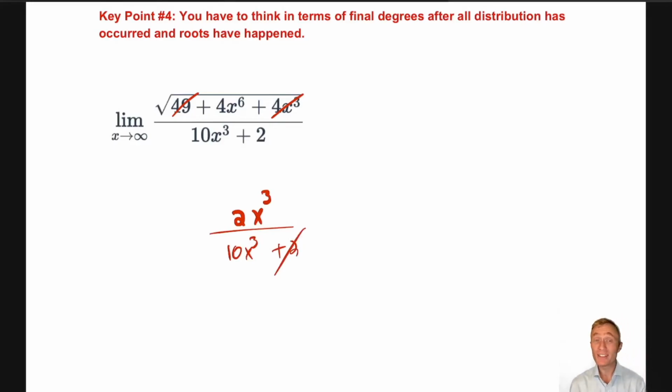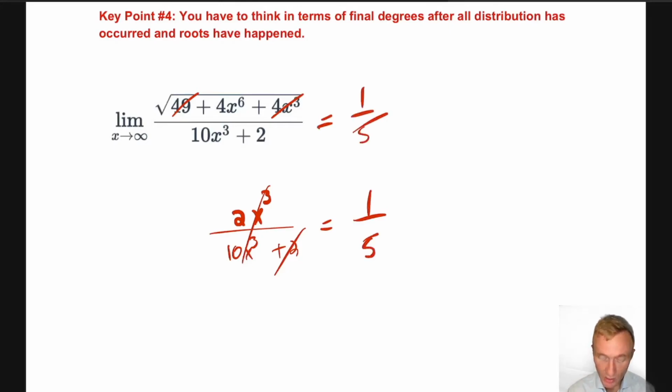We have another eats DC problem. After you take the square root, they both have a highest degree of 3. X to the thirds cancel. 2 over 10. The limit as x approaches infinity here is 1/5. So just again, that key point, you have to do all your distribution out or do your roots before you think about what that highest degree term is.